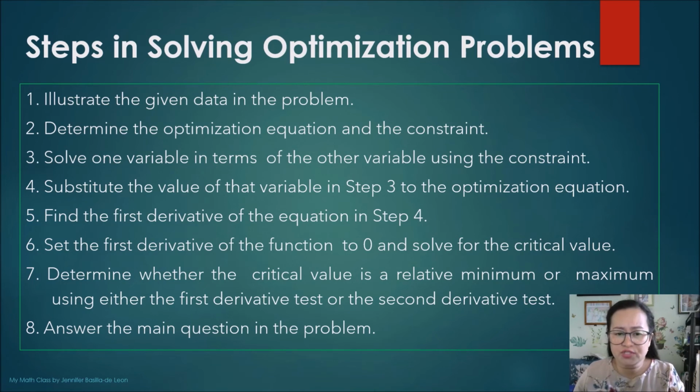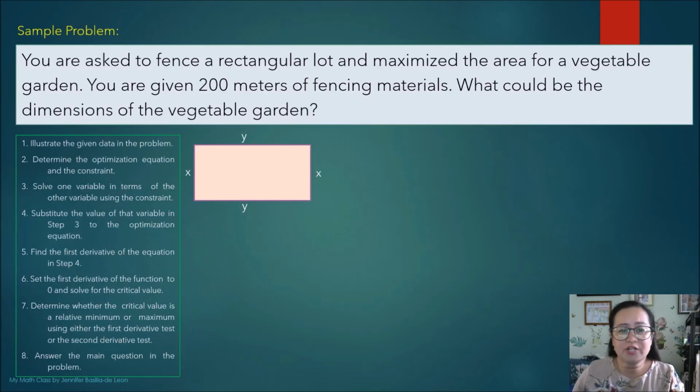And then find the first derivative of the equation in step 4. Then set the first derivative of the function to 0 and solve for the critical value. And then determine whether the critical value is a relative minimum or a maximum using either the first derivative test or the second derivative test. And lastly, answer the main question in the problem. Now let's have a concrete example. You're asked to fence a rectangular lot and maximize the area for a vegetable garden.